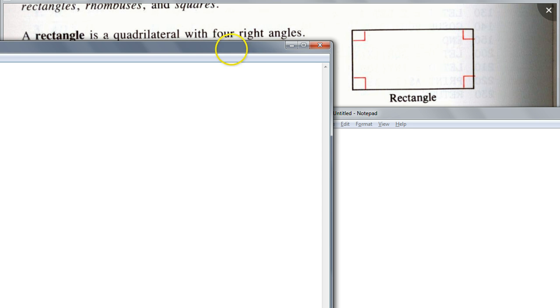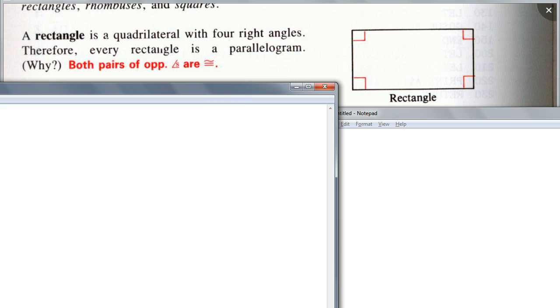The answer is because you have the opposite angles congruent. Because all the angles are 90, of course, opposite angles are congruent. And since we know now that the rectangle is a parallelogram, all the properties and all the theorems about parallelograms are true for a rectangle. That's important. Does that make sense? Okay, next.